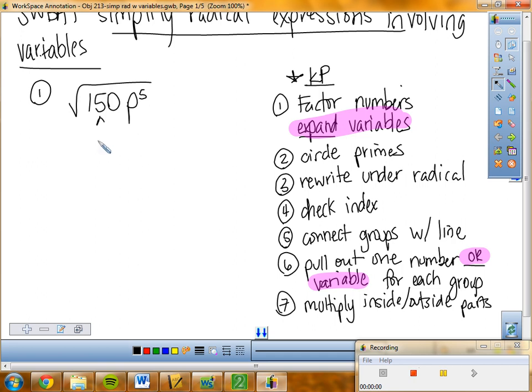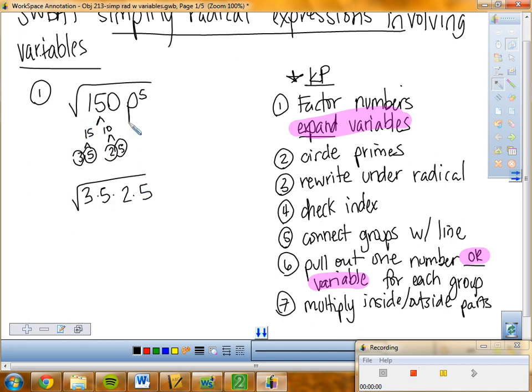Factoring our numbers, we have been doing for the last couple days. So here 150 can be 15 times 10. I break 15 apart to be 3 and 5, and those are both prime. And 10 is 2 and 5, and those are also both prime. So I've circled my primes. I can rewrite them under the radical. So 3 times 5 times 2 times 5.